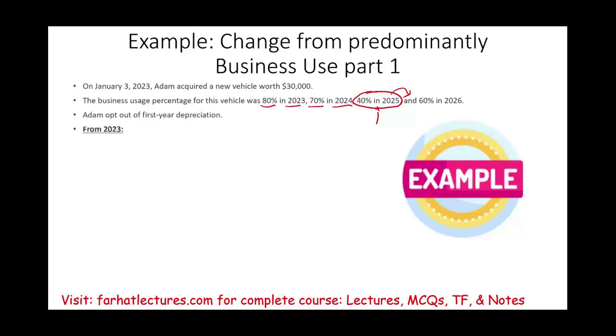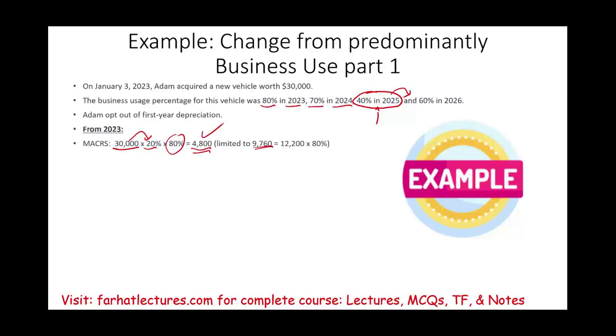So from the year 2023, here's what we have to do. We have to compute MACRS. How much MACRS did we take? We took 30,000 times 20% from the MACRS 5-year table times 80% business use. We took 4,800. Remember, we always have to make sure we don't exceed the limit. The limit is 9,760. 4,800 is good for MACRS.